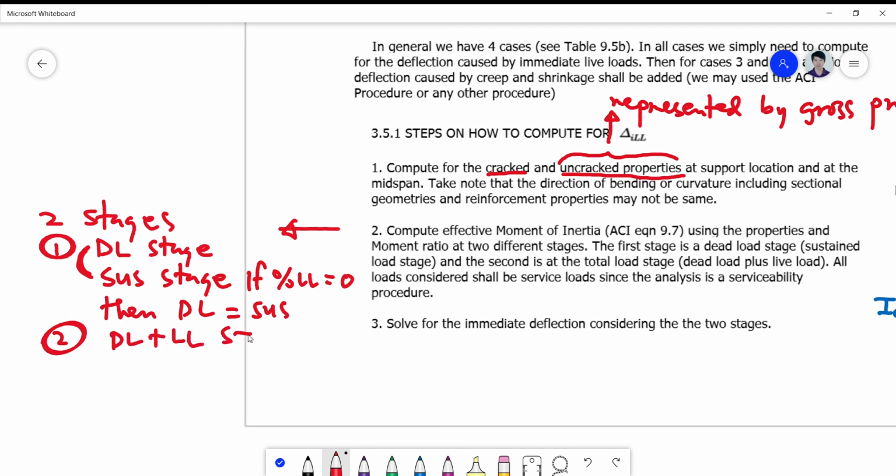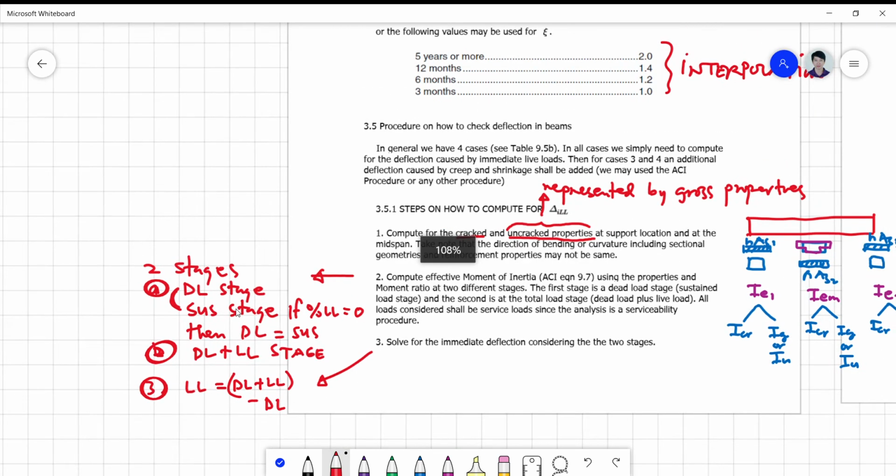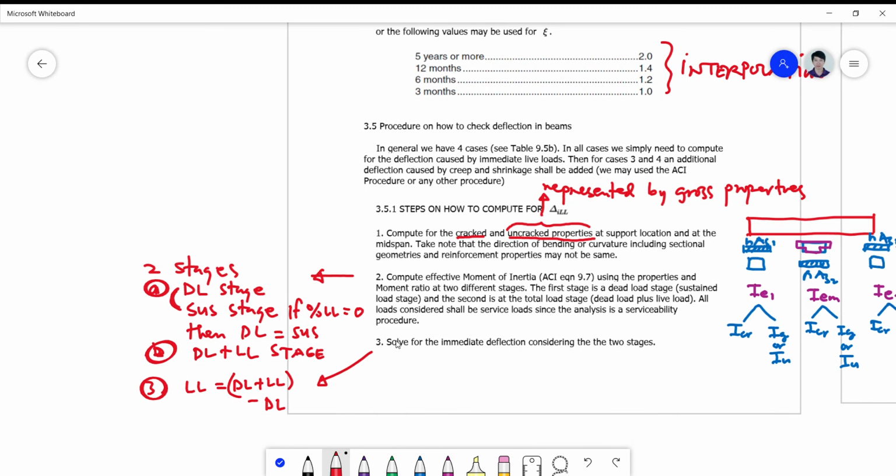Okay, let's make this A and this is B. Okay, and for the third stage, we have the live load stage, which equals the dead load plus live load minus the dead load. Okay, so that's how you compute for your stages. We have two stages here and one stage dead.